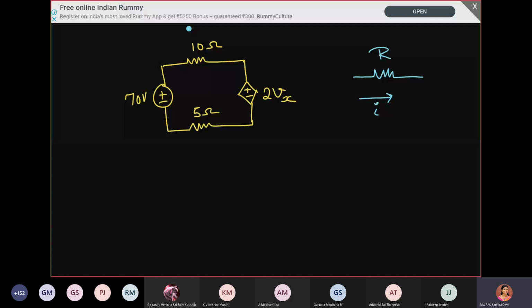So when a current is flowing through a resistance, there will be a voltage drop. The point where the current is entering the node has to be positive, and the point where it is coming out has to be negative. Okay, so for this particular case, we can write voltage is equal to I into R. If there is a lag between what I'm showing on the screen and what is appearing, I will just give a pause. Okay.